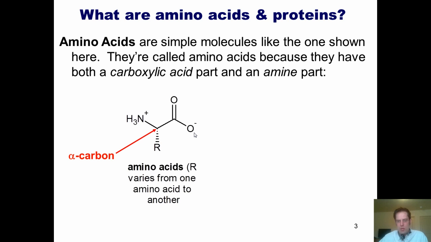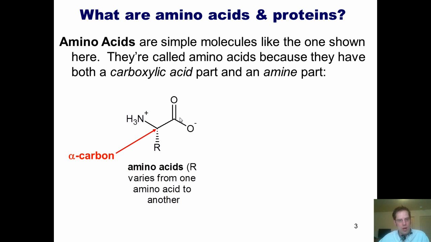There are 20 most common amino acids found in all living things on Earth. I'll introduce you to these shortly. For now, suffice it to say that the only way in which each of these 20 amino acids differ from each other is the identity of this side chain R that's attached to our alpha carbon. We call these R groups side chains.